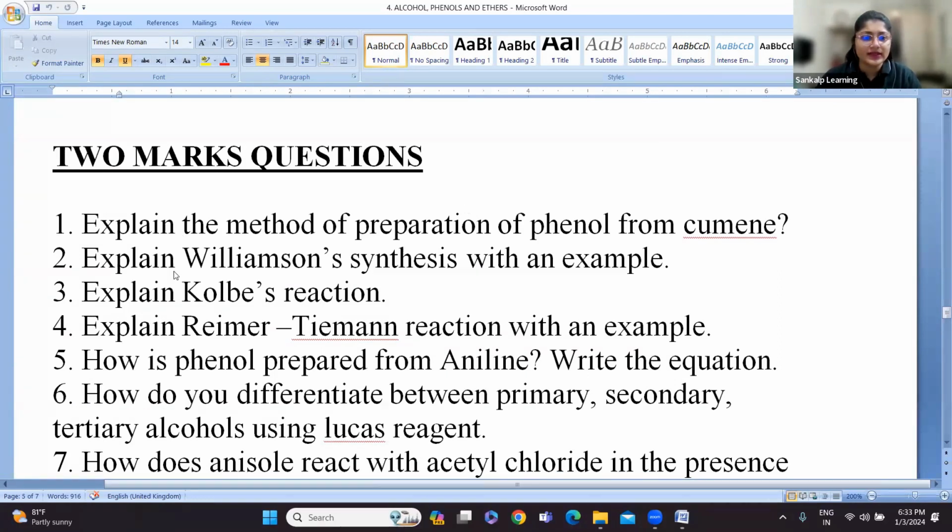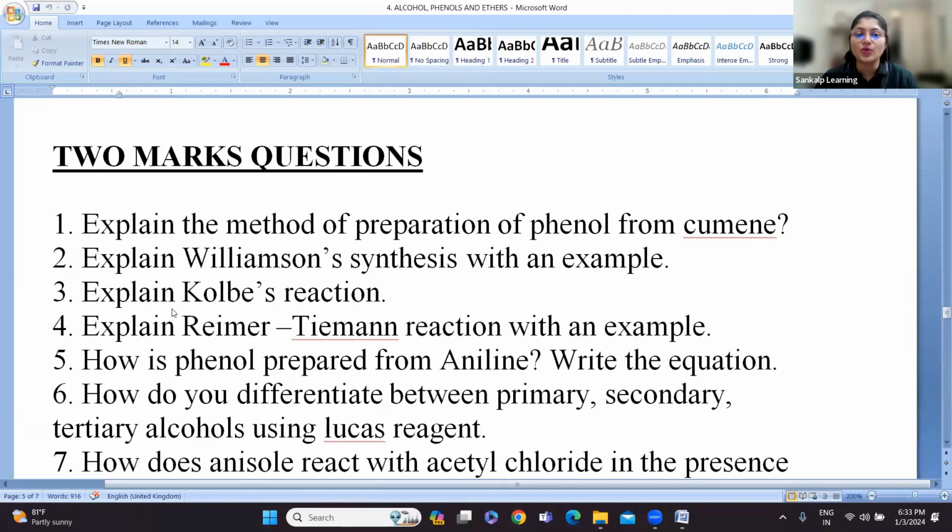So we have seen these 2 marks questions, that is, explain the method of preparation of phenol from cumene. These are very important questions and we have discussed this. Then, explain the Williamson's ether synthesis with an example. I have told you that you have to study the general reaction as well as the example, and you should write a small explanation also for that.